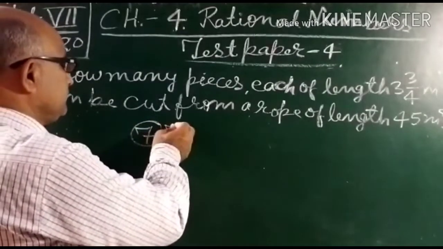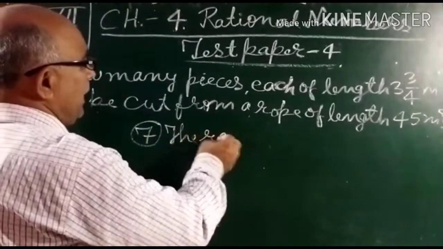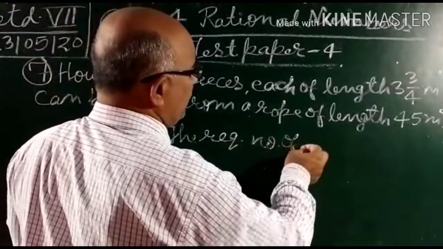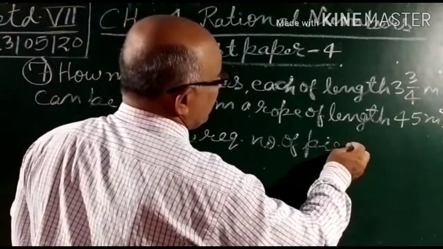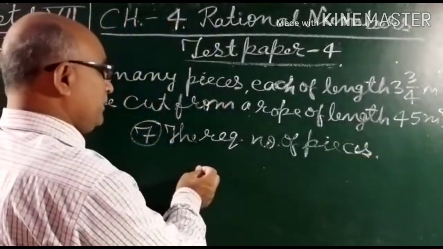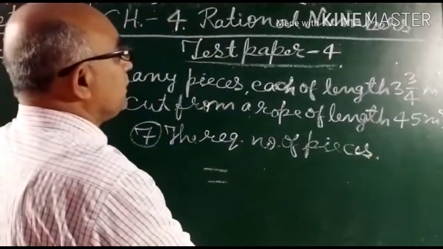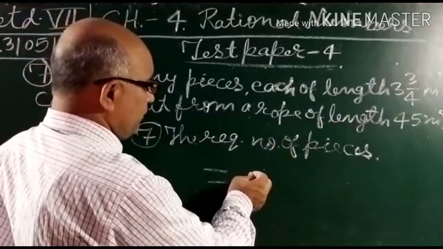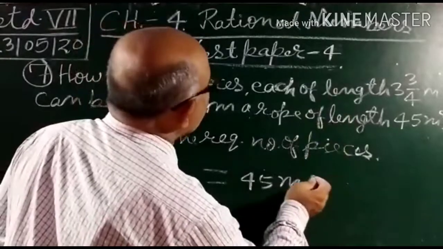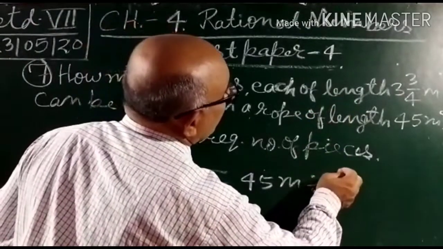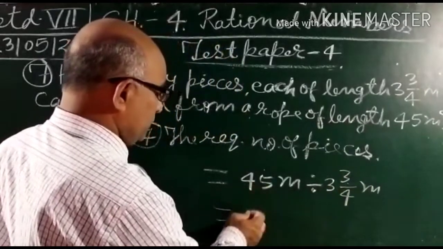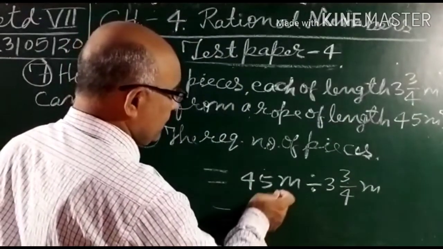The required number of pieces is equal to the total length of rope, 45 meter, divided by the length of each piece, 3 whole 3 by 4 meter, equal to 45 meter divided by 3 whole 3 by 4 meter.